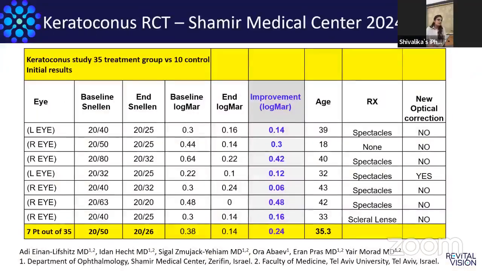This is another study, and it is not out yet, but we are so happy to show the results so that you can see what difference Revital Vision is making beyond amblyopia, even in patients with keratoconus who have undergone the surgery or are using spectacles or scleral lenses. You can see on an average there is a 2.5 lines improvement for them. So these are 7 patients out of 35. This is a small summary of the study that we are doing currently.